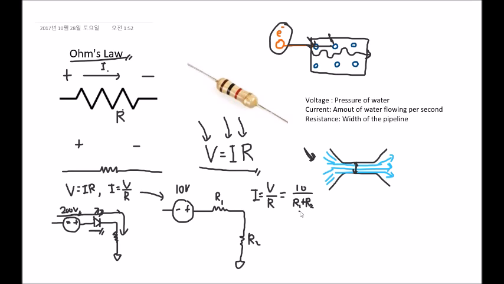Now, using this equation again, using this value I, the voltage at this point would be I times R2, right? So if we put this value into I, we get this value. And as we can see here, by manipulating the value of R1 and R2, we can get any amount of voltage between 0 to 10 volts.